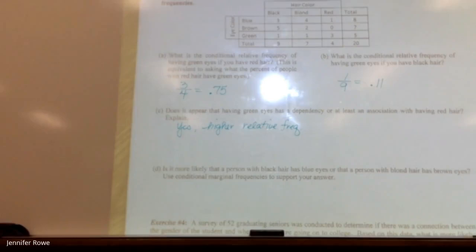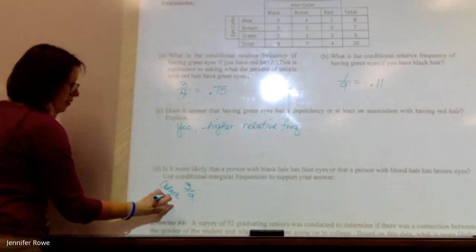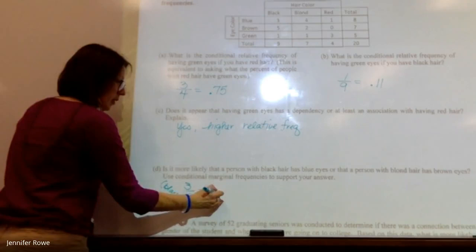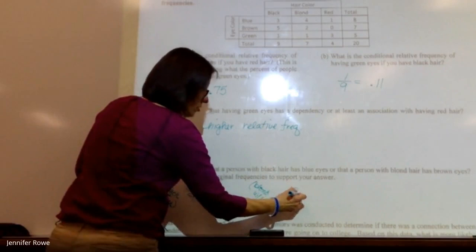Is it more likely that a person with black hair has blue eyes or that a person with blonde hair has brown eyes? Use conditional marginal frequencies to support your answer. Okay, so black hair, how many? Nine kids with black hair, how many of them have blue eyes? Three out of nine. So that's 0.33. The other one is blonde, how many with brown eyes? Two out of seven. Somebody's going to have to do that one for me. I don't know that one off the top of my head.